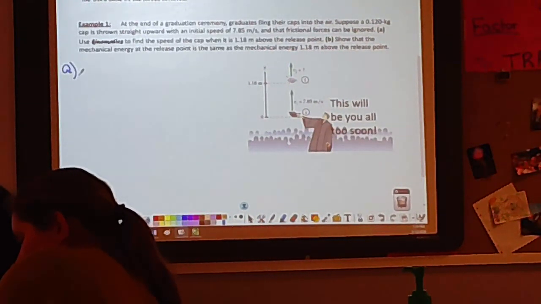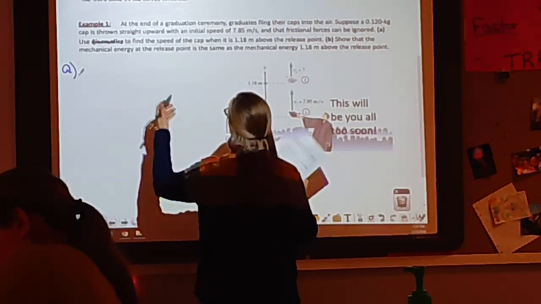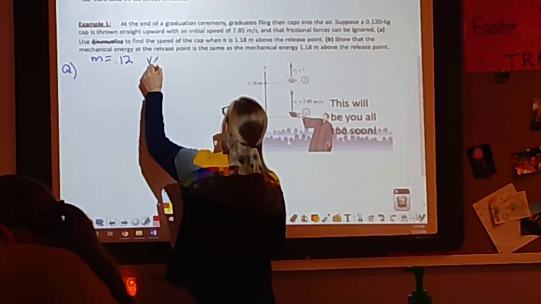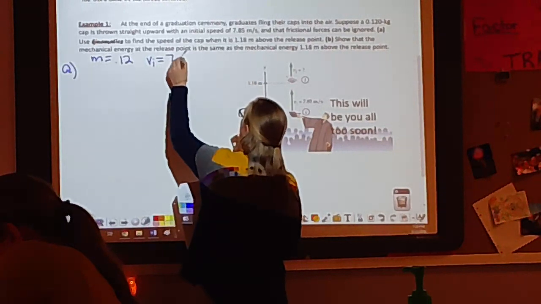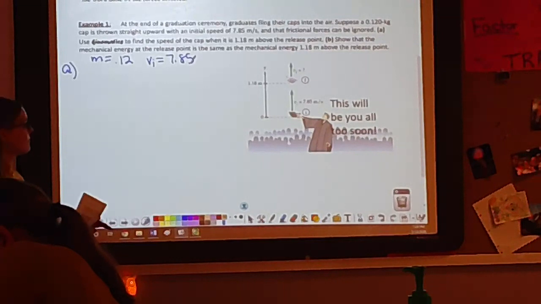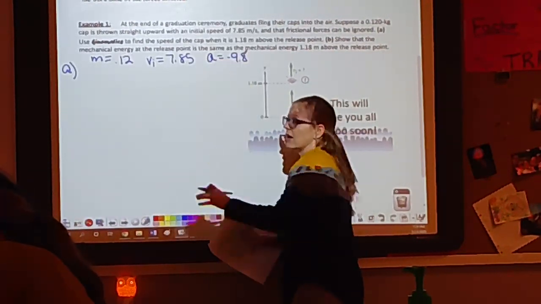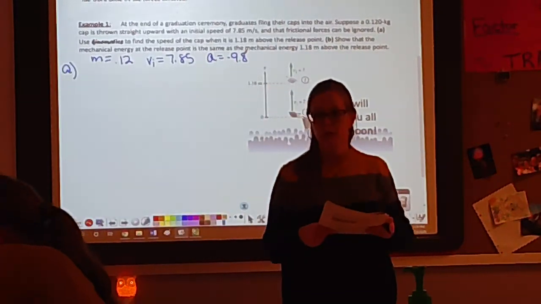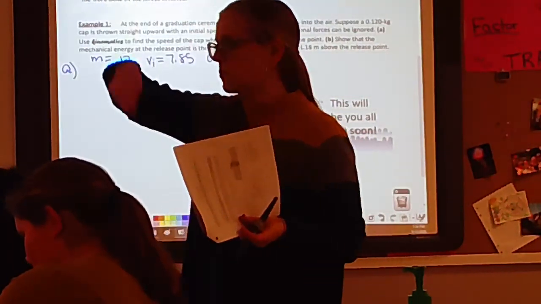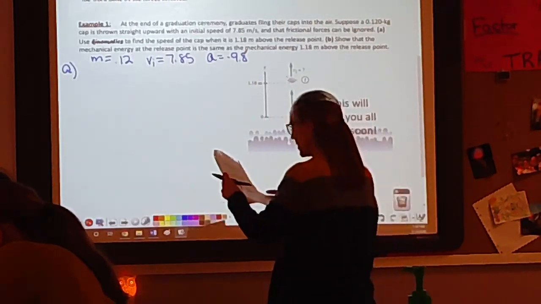So let's talk about some formulas. Or maybe we should talk about some givens. What do we got? Mass and initial velocity. Mass is 0.12 and initial velocity is 7.85. Good. Anything else acting on this system that we know of? Gravity is negative 9.8. This is in free fall. So acceleration is negative 9.8 because we are in free fall. Remember, anything just let go in the air is technically free fall, whether you throw it up, throw it down, or just let go. Y is 1.8. Nice, I like it.